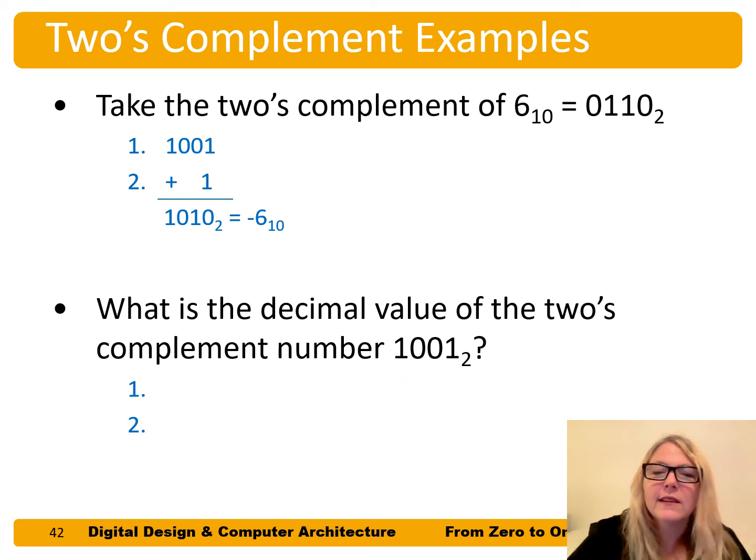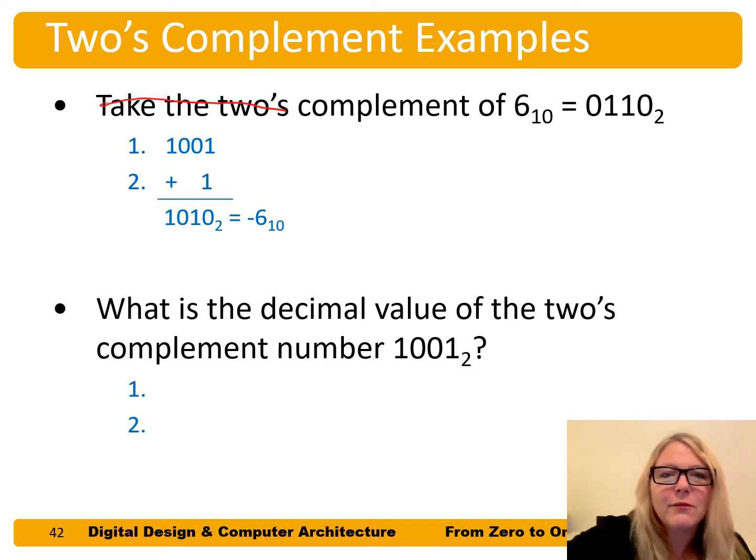So this flipping the sign method, or taking the 2's complement method, is useful for dealing with negative 2's complement numbers. Remember to replace this term, take the 2's complement, with flip the sign.